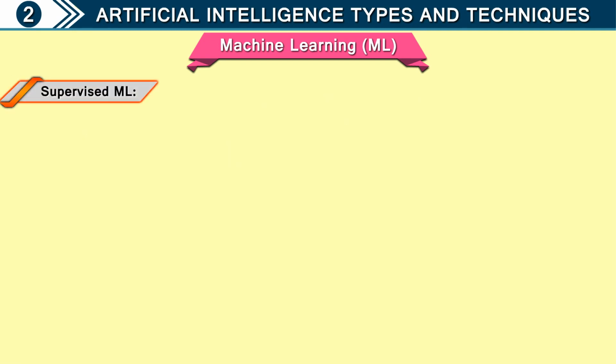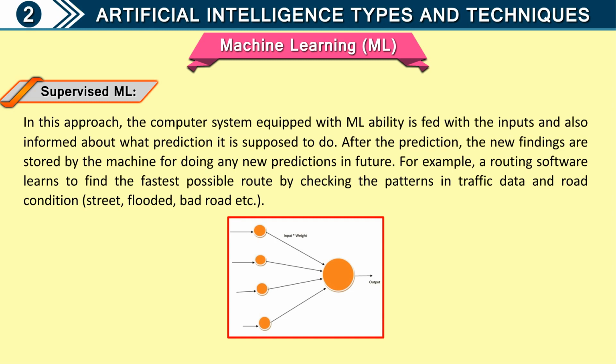Supervised ML. In this approach, the computer system equipped with ML ability is fed with the inputs and also informed about what prediction it is supposed to do. After the prediction, the new findings are stored by the machine for doing any new predictions in future. For example, routing software learns to find the fastest possible route by checking the patterns in traffic data and road conditions, such as streets flooded, bad roads, etc.